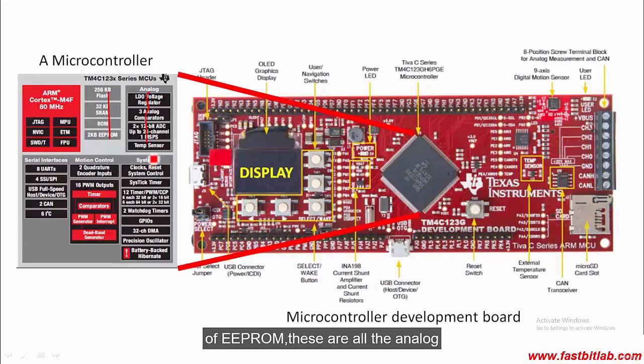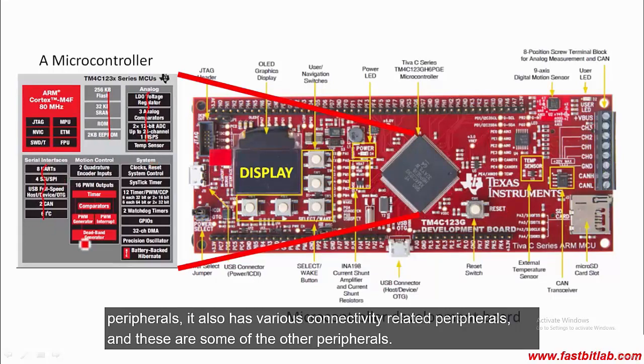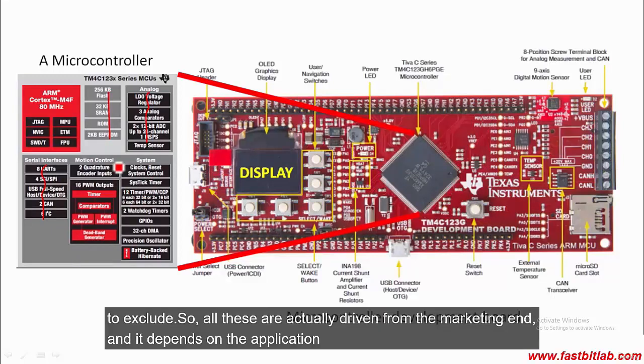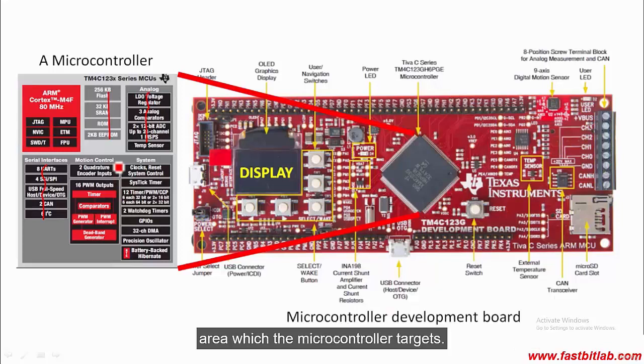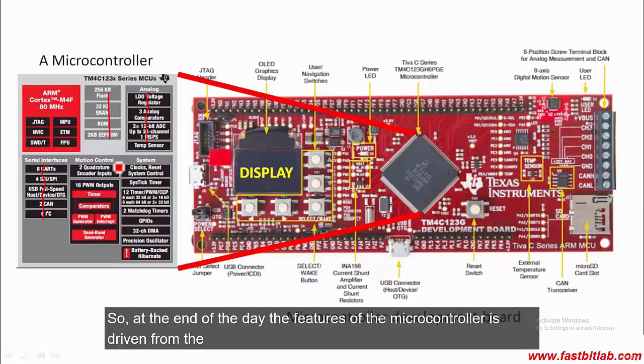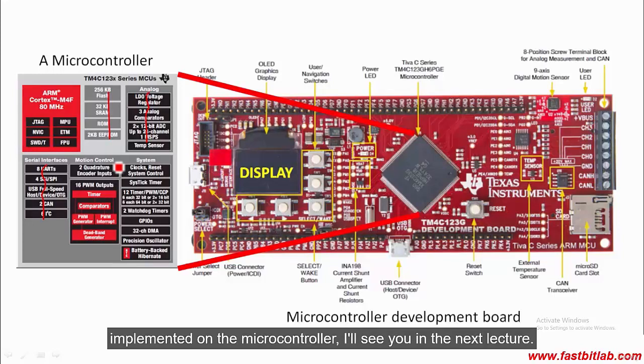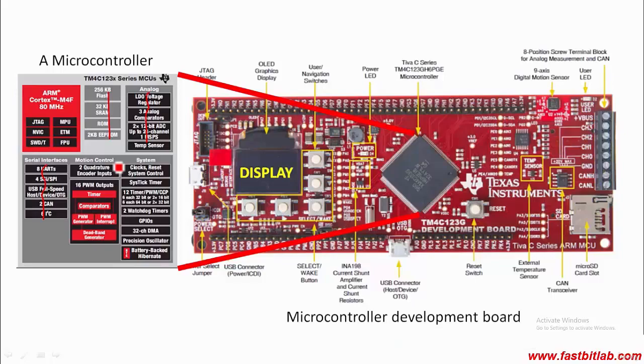These are all the analog peripherals. It also has various connectivity related peripherals. And these are some of the other peripherals. So, which peripherals to include and which to exclude, all of this is driven from the marketing end, and it depends on the application area which the microcontroller targets. At the end of the day, the features of the microcontroller are driven from the marketing end. So in the next lecture, let's explore the different types of code memories implemented on the microcontroller. I'll see you in the next lecture.